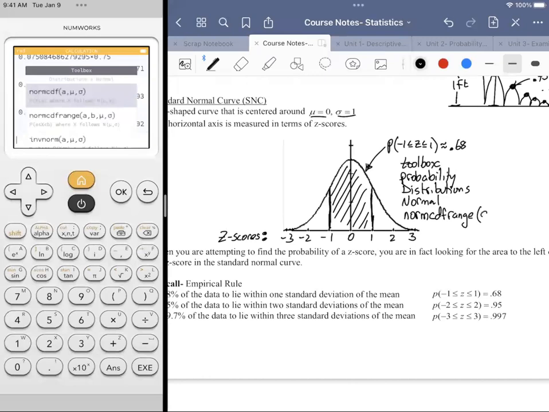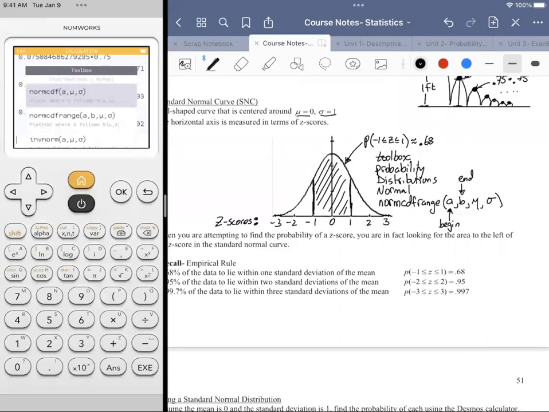They give you the little breakdown here of what the bits and pieces are: A, B, mu, and sigma. The mu and sigma I'd like to think would be self-explanatory, but the A is the beginning of your interval. The B is the end of the interval. So when I'm looking for something like this calculation in NumWorks, that's going to be norm CDF range.